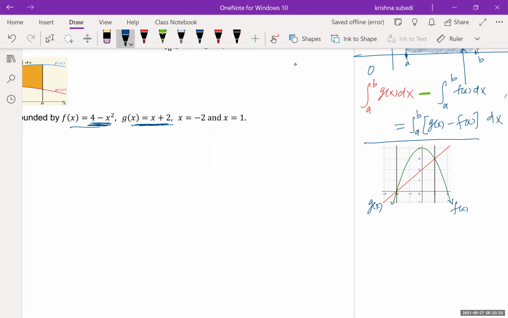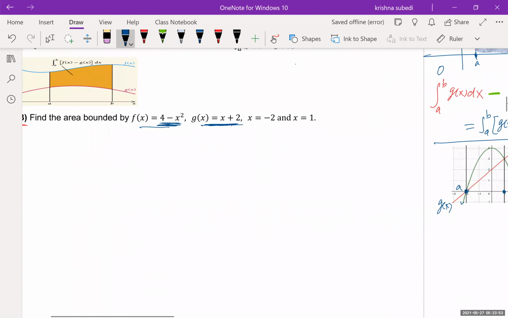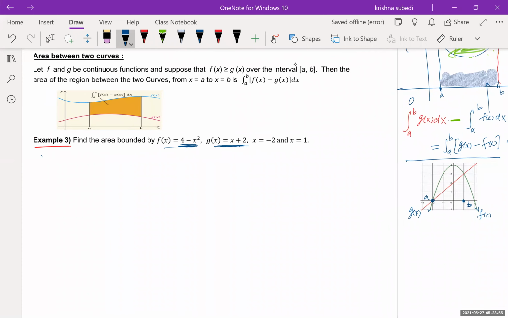Now, by looking at the graph, you can tell me that f is bigger, right? We need to find -2, which is right there, all the way to 1. This is your A and this is your B. So throughout the interval, f is bigger. So clearly, f of x is greater than g of x on the interval -2 to 1.